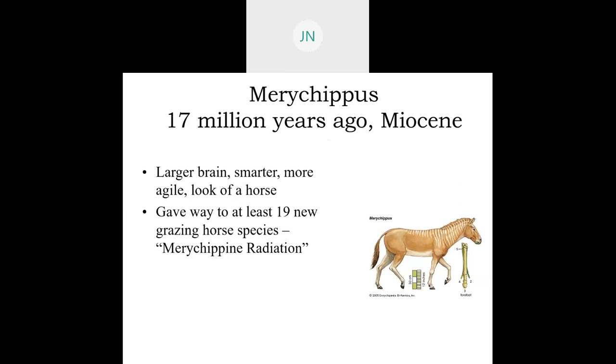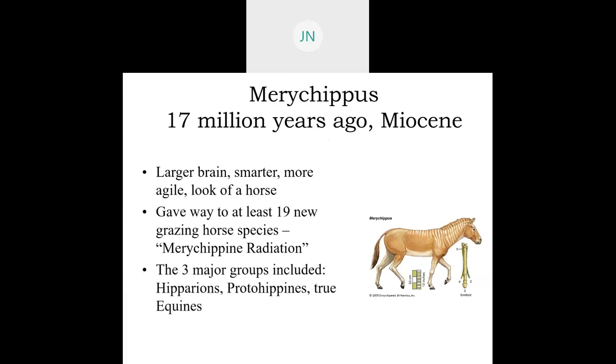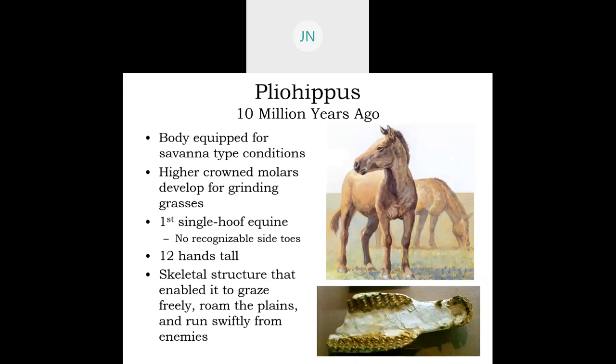And this horse actually gave way to at least 19 new grazing horse species, which is what we call Mesohippine radiation. And the 3 major groups that came out of this were the Hipparians, the Protohippines, and then the true equines. And this gave rise to the first burst of diversity in the horse family.